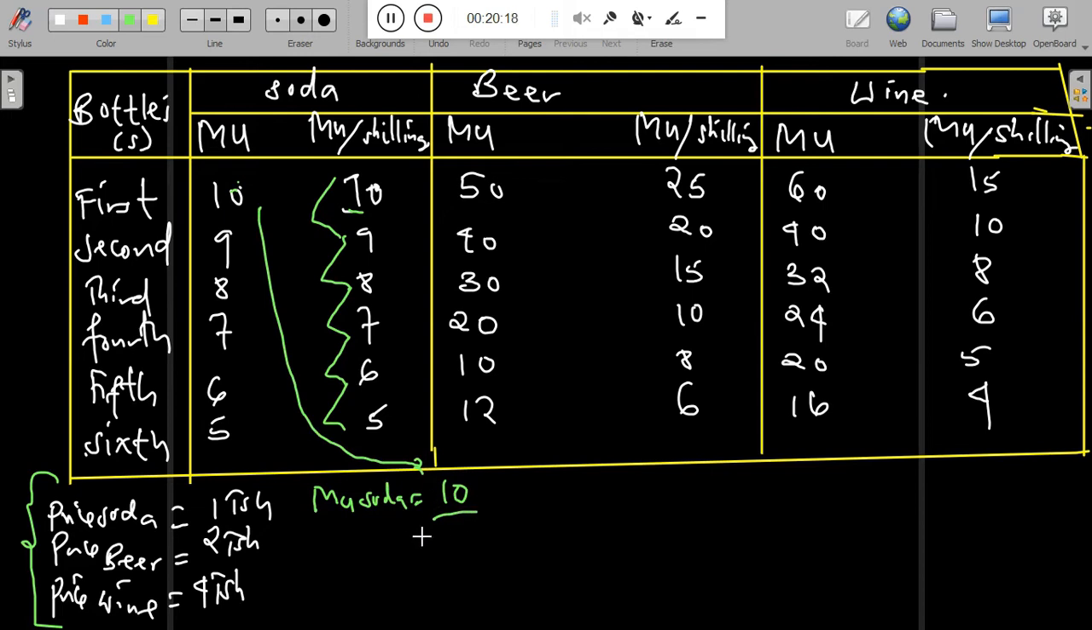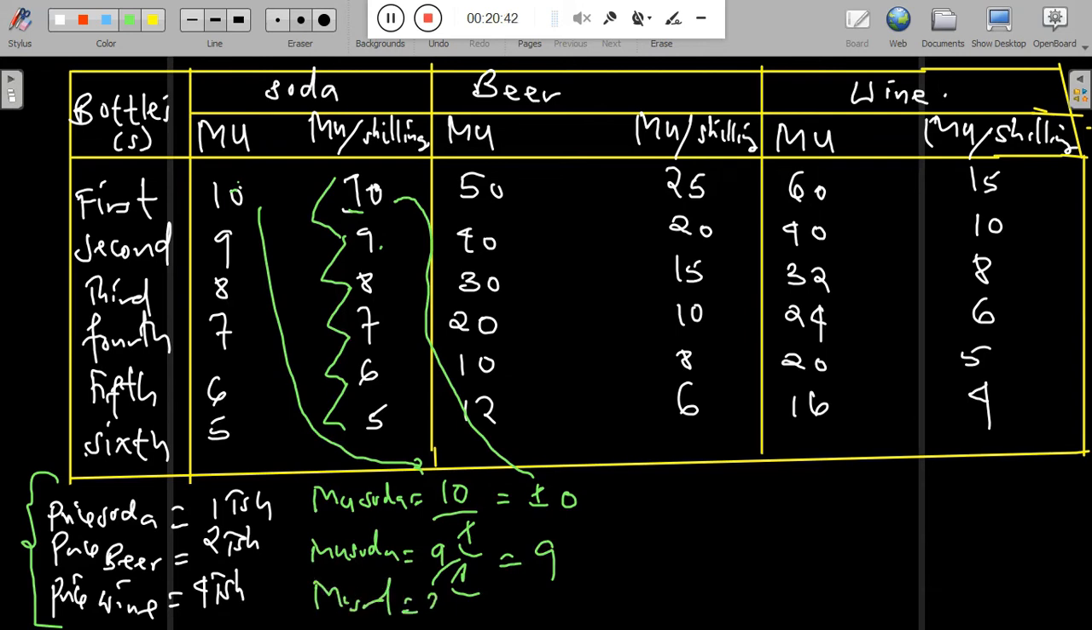Starting with the marginal utility of soda, 10 divided by 1, we obtain 10. The marginal utility of the second bottle of soda, 9 divided by its price, which is 1, will give you 9. Then for the third bottle of soda, 8 divided by its price, which is 1, we obtain 8. We apply the same procedure to the marginal utility of beer, 50 divided by its price.